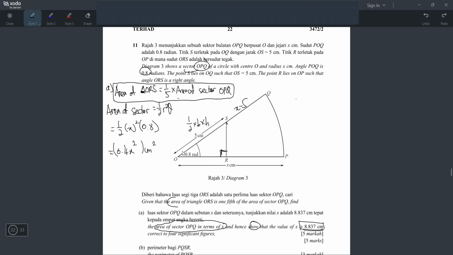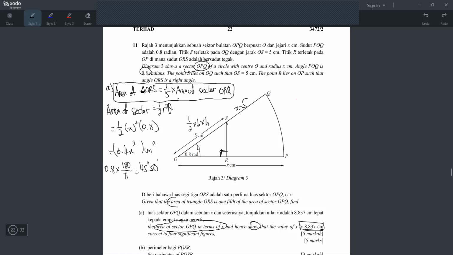Okay, so let's see. First thing first is to convert the 0.8 to degrees, because when you do trigo, when you do SOHCAHTOA, the angle has to be in degrees. To convert, take 180 divided by pi, times 0.8. Let's see what I get. For pi, I will just use 3.142, because circular measure always uses 3.142. 45 degrees 49 minutes, which is about 50 minutes. So I'm just going to write 45 degrees 50 minutes. This is the angle in degrees.